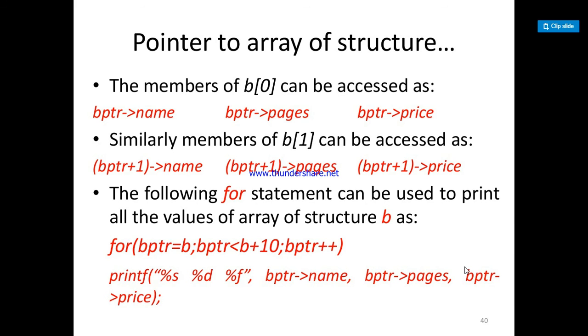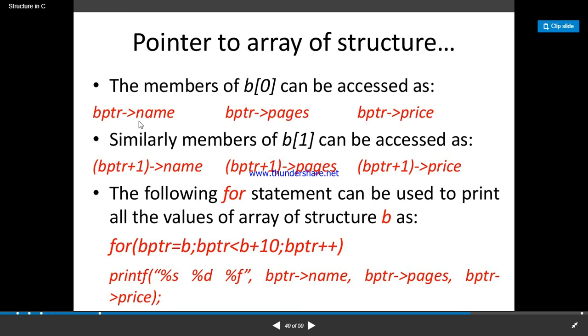This is the pointer to the array of structure. We directly call it: bptr name, bptr pages, and the bptr prices. This is the first member. For the single member, we can call like this. For the next member, we have to give plus 1: bptr plus 1 arrow pages. bptr plus 1 is for the second. And then for the third one, we have to give bptr plus 2 arrow name, bptr plus 2 arrow pages, bptr plus 2 arrow prices, like this.